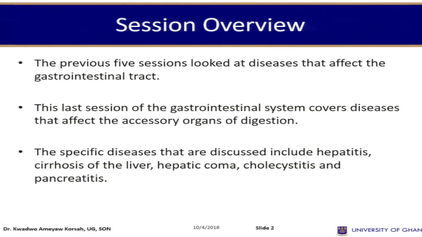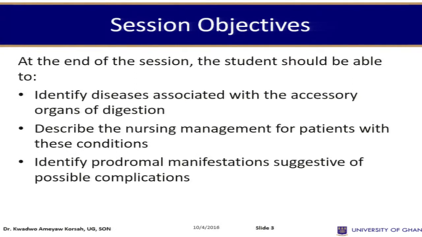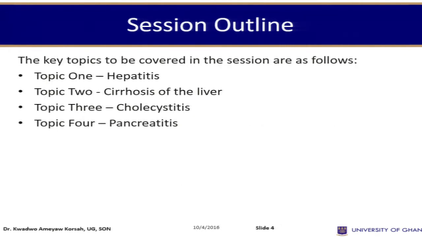and pancreatitis. At the end of the session, the student should be able to identify diseases associated with the accessory organs of digestion, describe the diseases, describe nursing management for patients with diseases associated with these organs, and identify prodromal manifestations suggestive of possible complications. So we look at hepatitis, cirrhosis of the liver, cholecystitis, and then pancreatitis.